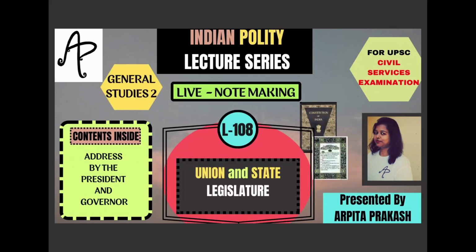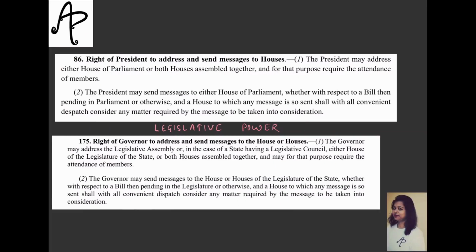Hi everyone, let's do the next section which is on the address by the president and the governor. As you know, we are combining the Union and the state legislature together. So whatever corresponding things would be done, we would be doing it together. Now, understanding the address, we basically have two articles for the president's address and two articles for the governor's address.